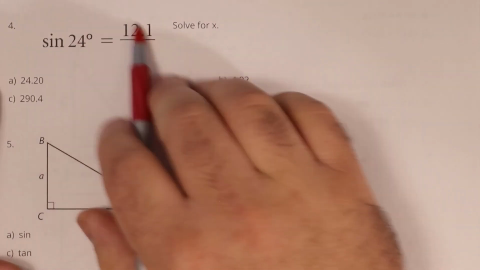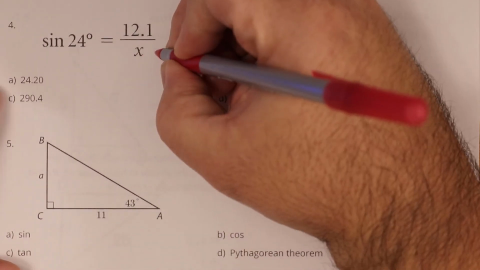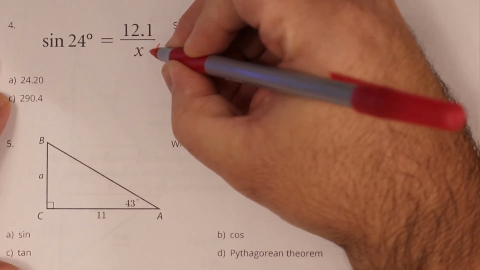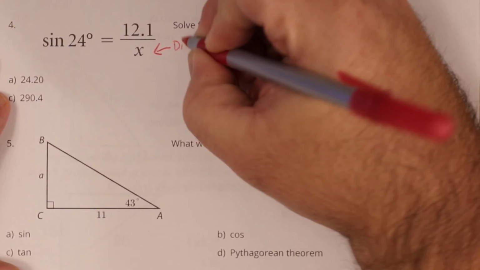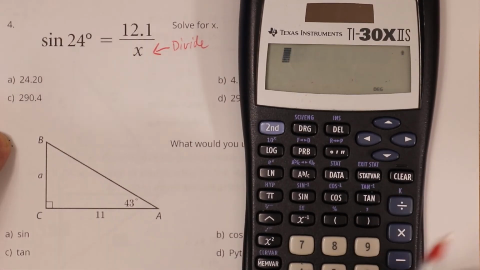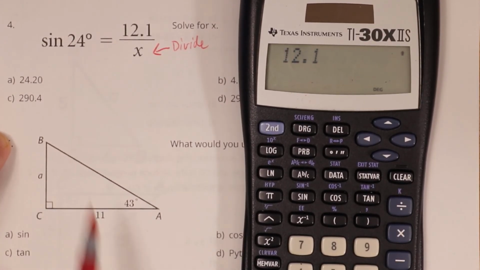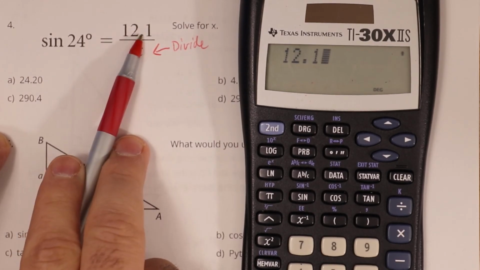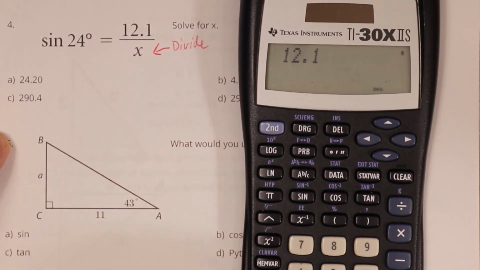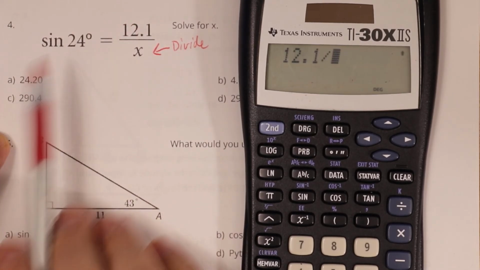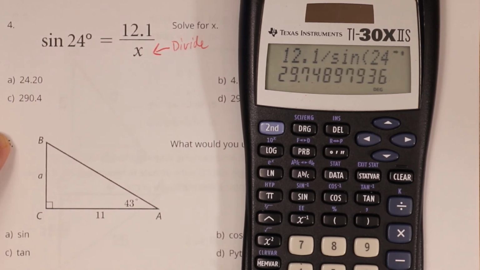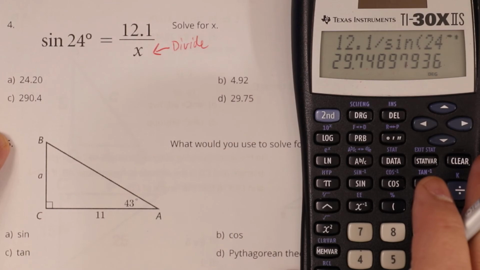Number 4, this is already being set up, so you're just finishing off the problem. Remember right here, to save yourself some time, if x is on the bottom, that means you're going to divide. I'm going to go directly into my calculator. So 12.1, because it's always the number from the fraction first. And then because that's on the bottom, divide. And then everything from over here, sine 24. And then that'd be 29.75. So that's D.